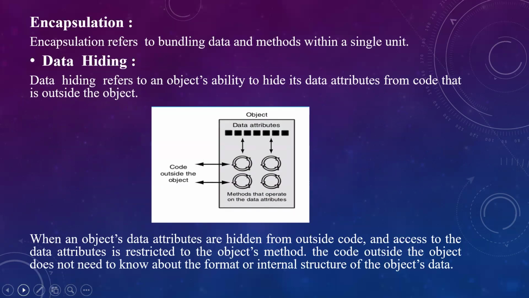In OOPS, we have encapsulation and abstraction. In Java, we call it abstraction. In Python, we call it data hiding. Encapsulation is combining data and code into a single object. Data hiding refers to an object's data attributes being hidden from code outside the object. When the data attributes are hidden from outside code, access is restricted to the object's methods, and the user may not know about the internal structure of the object.